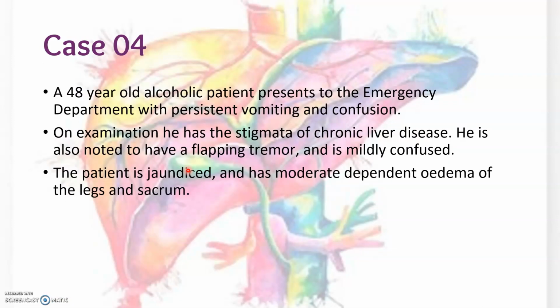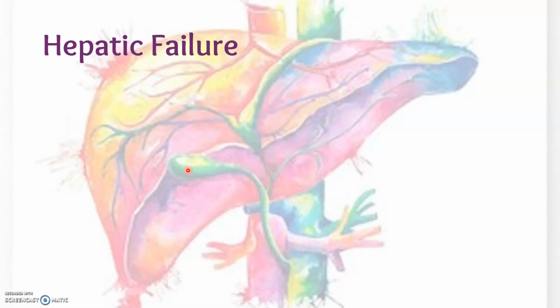One more case, a 48-year-old alcoholic who presents with persistent vomiting and confusion. He has stigmata of chronic liver disease. He also is noted to have a flapping tremor and mild confusion. He's jaundiced and has moderate dependent edema. So this is a picture of hepatic failure.